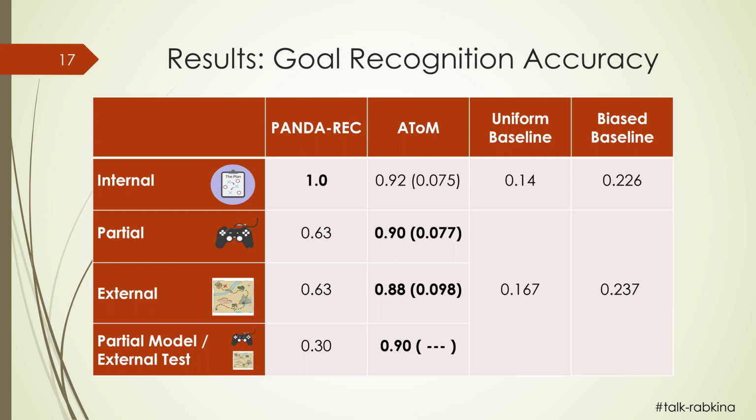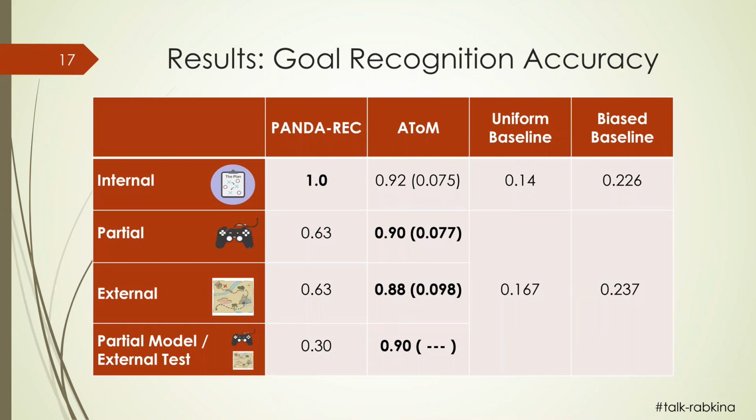In the partial knowledge condition, Panda drops down. Now it's at 63% accuracy, right? So this is where it's getting just execution traces. It's also at 63% accuracy in the purely external, so when it's anonymized data coming in. Whereas Atom stays at right around 90% in both of those conditions. So Atom is significantly more robust to changes in available knowledge.